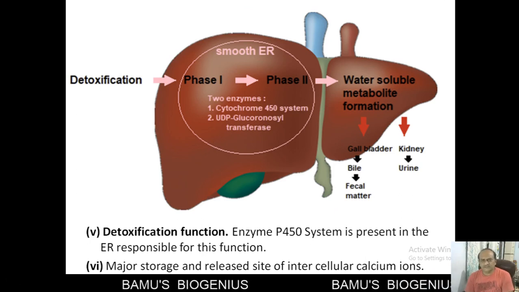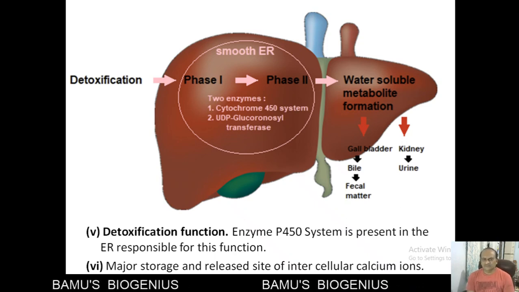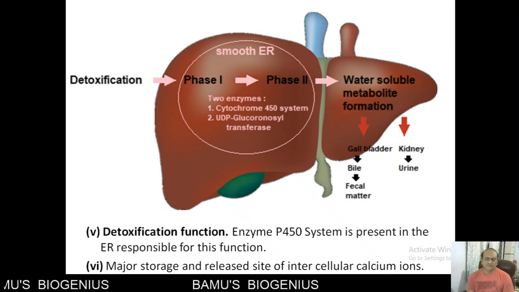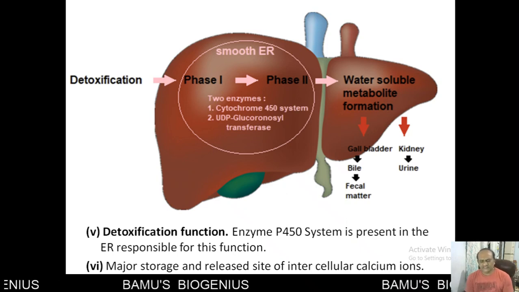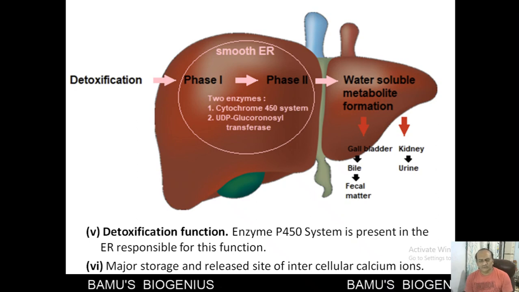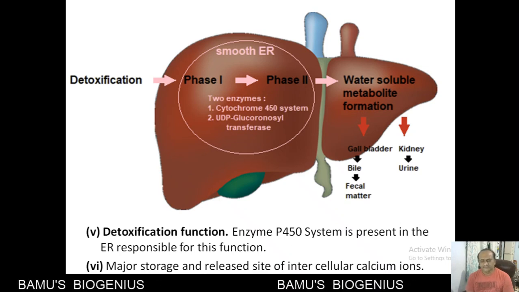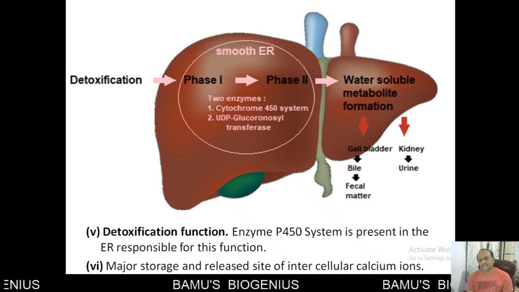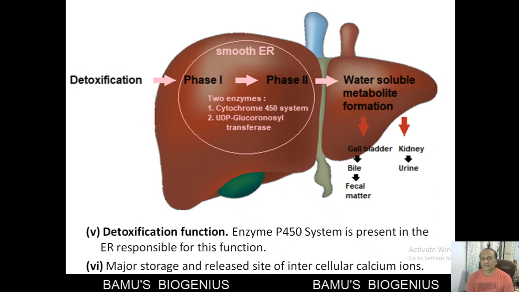Then the fifth function of the smooth endoplasmic reticulum is detoxification. This is one of the most important functions of the endoplasmic reticulum. We know that there are different types of drugs and poisonous materials, for example alcohol. Alcohol is a kind of poison. So the drugs and the alcohol, when they are ingested in our body, are taken to the liver, and in the liver they are processed into a water soluble form, and then they are discarded out of the body. This function is mediated through the smooth endoplasmic reticulum.